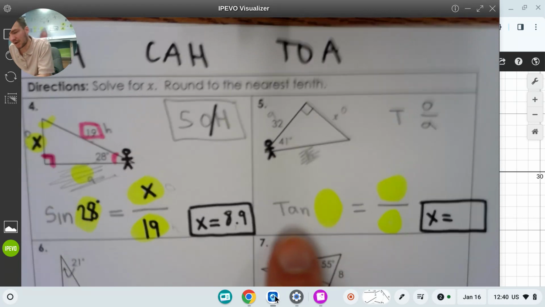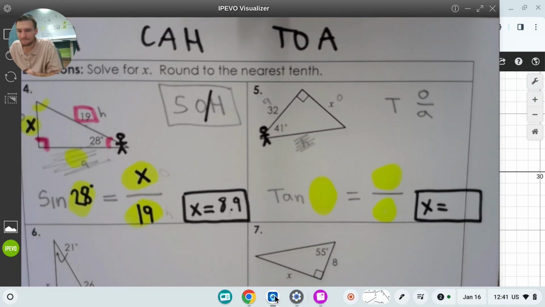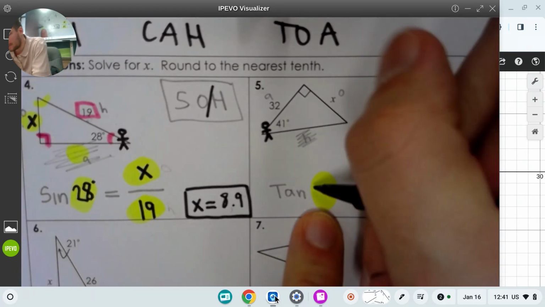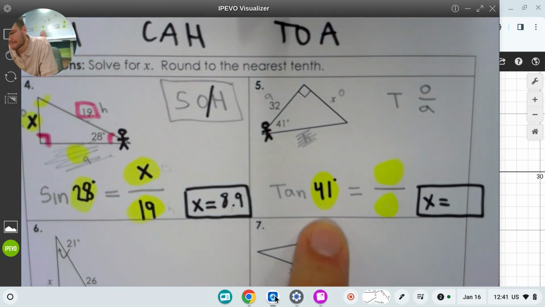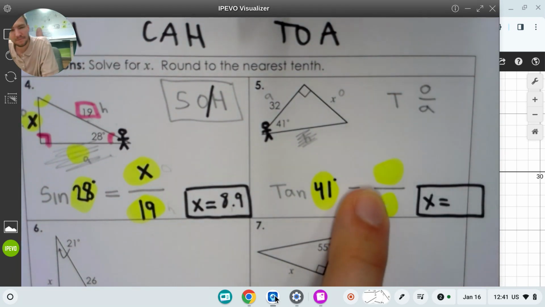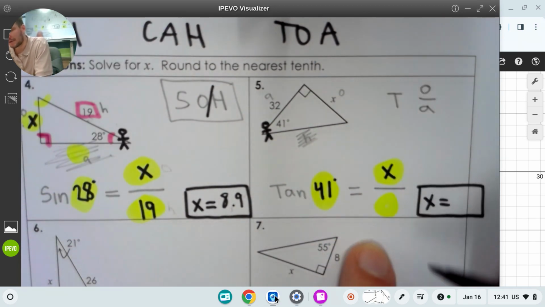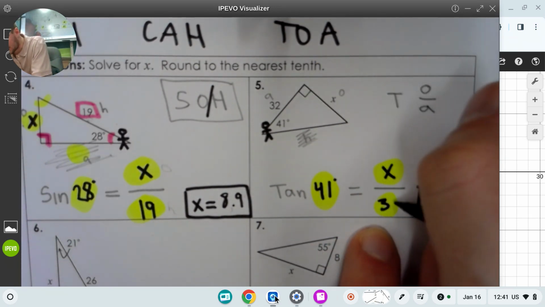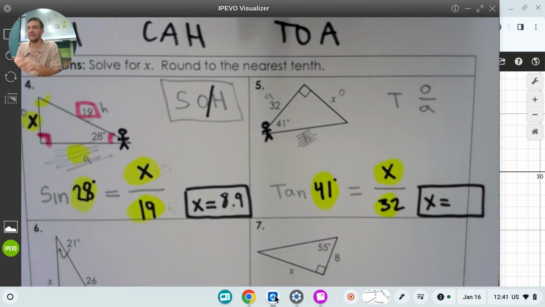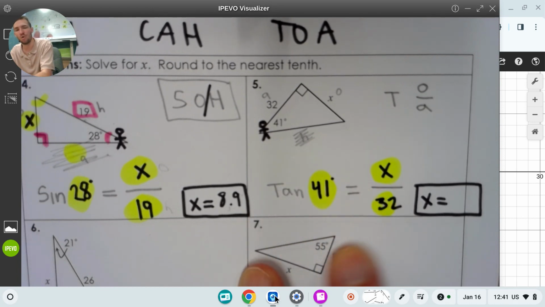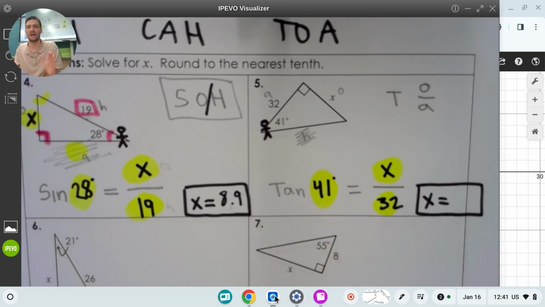So what number goes next to the tan? Tangent. 41. What number goes on top? It's actually a letter. It should be the letter x. And what number goes on bottom? 32. At this point, you type it in and you're done, right? All you have to do is organize your fraction. Once you organize it, type it, and you're finished. I'm going to wait on somebody to shout out the answer. Anybody got it?